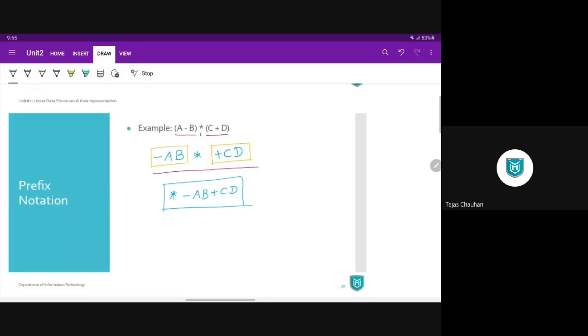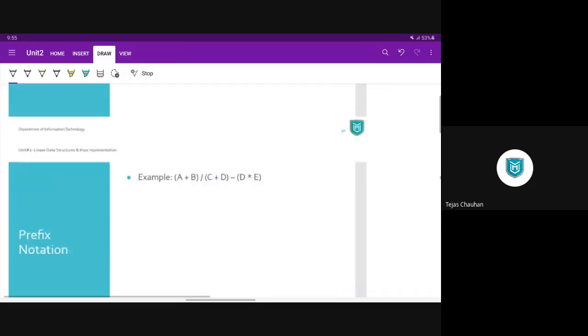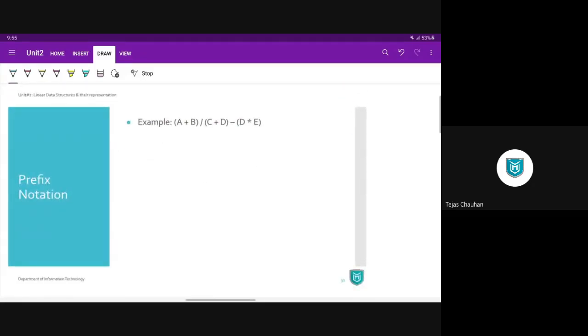Every time you prepend your operator once you write your operands. So this was a very basic example. Let's have a look at one more example. Again, we are going to solve these parentheses first. So that becomes plus AB. The second one becomes plus CD. And the last parenthesis becomes star DE.